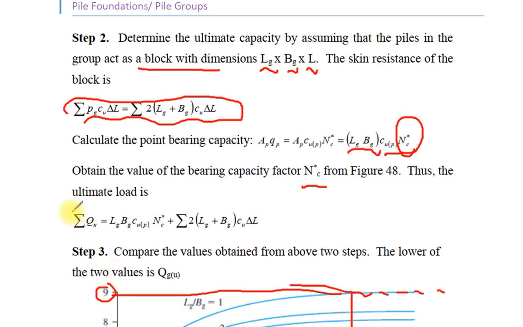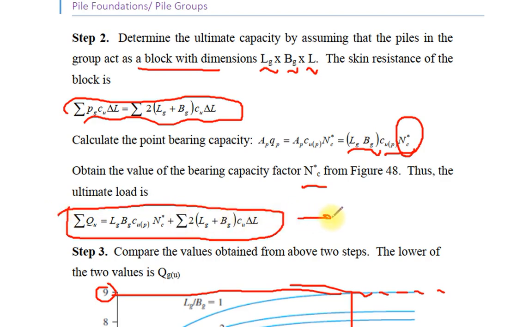The equation that will be used to compute the ultimate bearing capacity based on the block shear failure is this equation. This is equation 2. LG multiplied by BG multiplied by undrained cohesion multiplied by NC, plus summation of 2 times (LG plus BG) as the perimeter, multiplied by undrained cohesion, delta L.